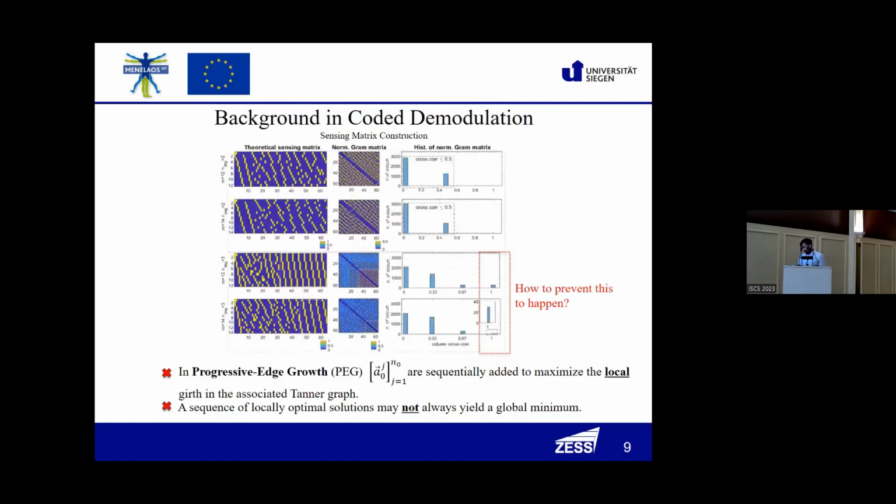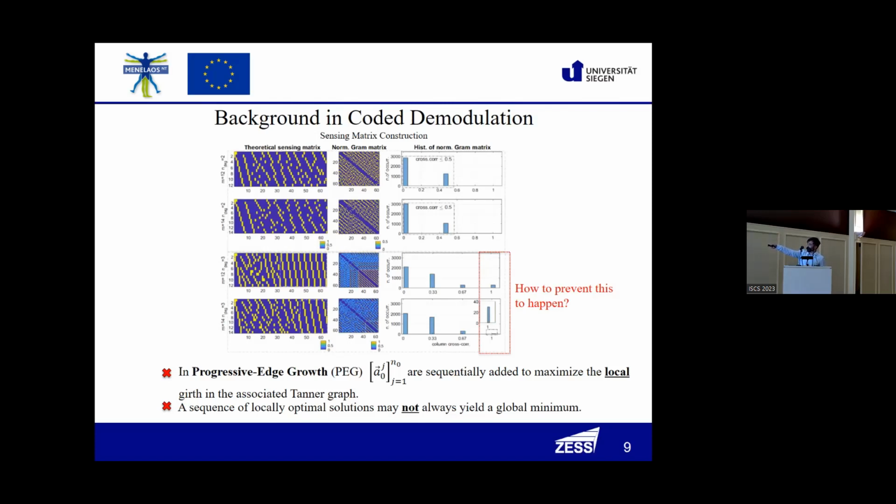So the second step was to use a deterministic or semi-deterministic approach such as progressive edge growth. In progressive edge growth, which works per columns, the location of the non-zero element in the sensing matrices is given by the location that maximizes the local girth of the associated Tanner graph. That basically is the length of the shortest cycle. However, as in life, a sequence of locally optimal solutions may not always yield a global minimum. And on some occasions, we have problems of unitary coherence.